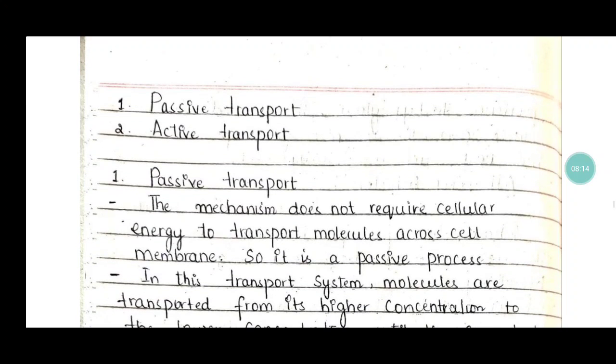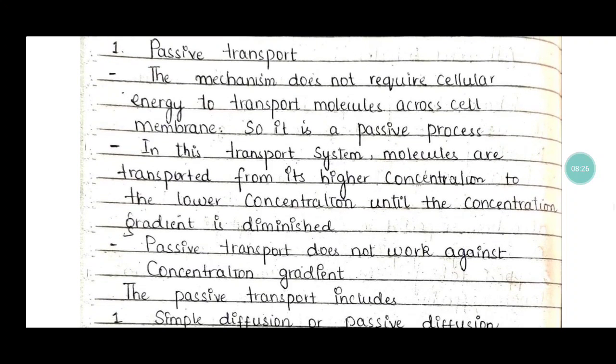So number 1, passive transport. It is a mechanism that doesn't require any cellular energy to transport molecules across the cell membrane. So it is a passive process. In this transport system, molecules are transported from higher concentration to lower concentration until the concentration gradient is diminished. So passive transport does not work against the concentration gradient.